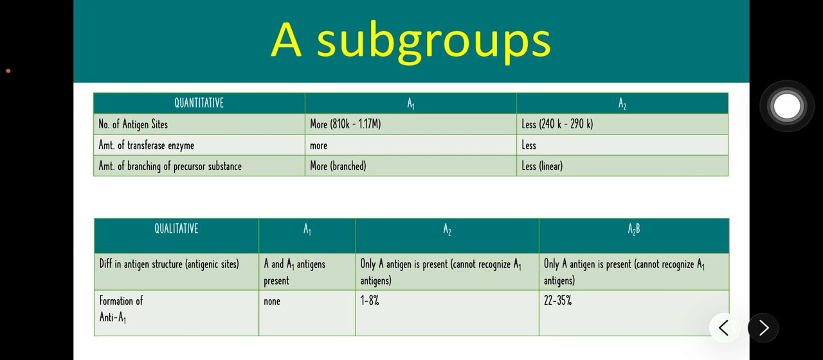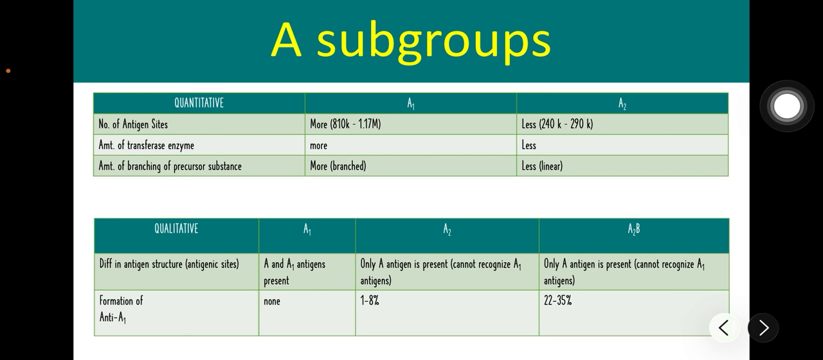On the qualitative side, they differ in antigenic structure. For A1, A antigen and A1 antigens are present, while on A2, only the A antigen is present. That's why it cannot recognize the A1 antigen. And for A2B, only A antigen is present and it also cannot recognize A1 antigens. So that's why both A2 and A2B individuals can produce an antibody called anti-A1.